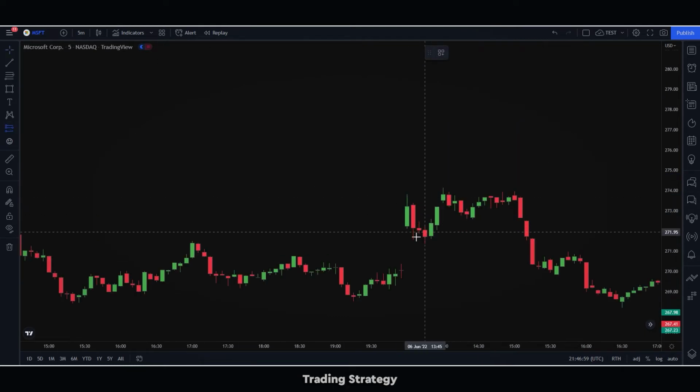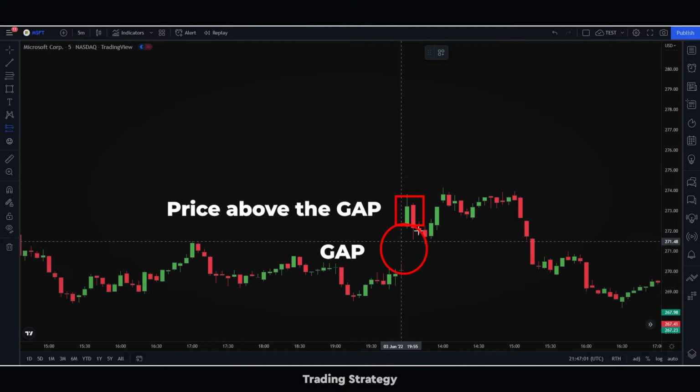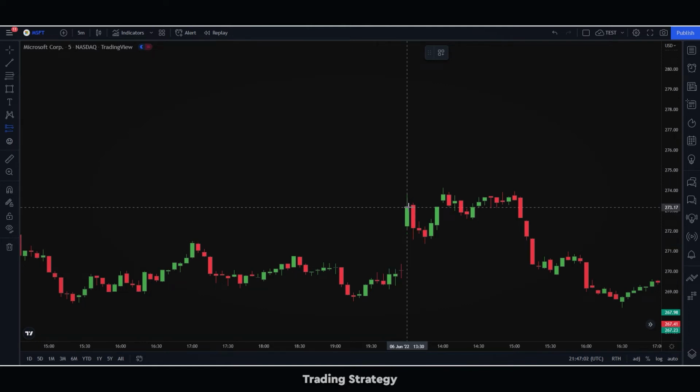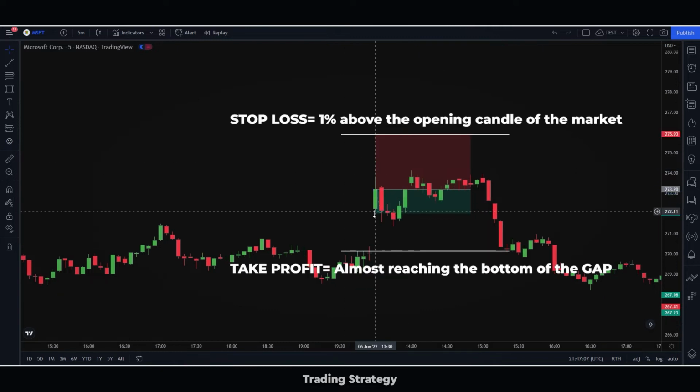If the price is above the gap, we will make a sell trade. We will put our stop loss at 1% above the opening candle of the market, and our take profit almost reaching the bottom of the gap.